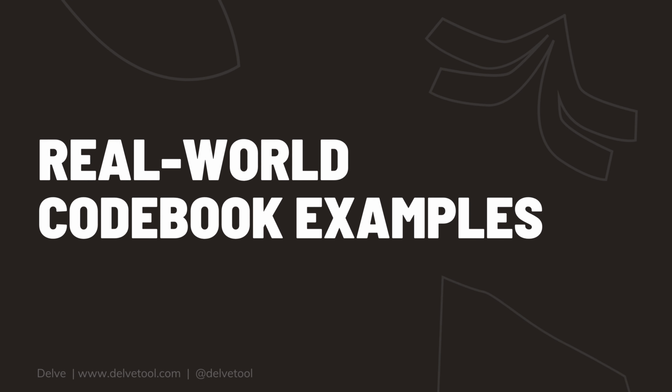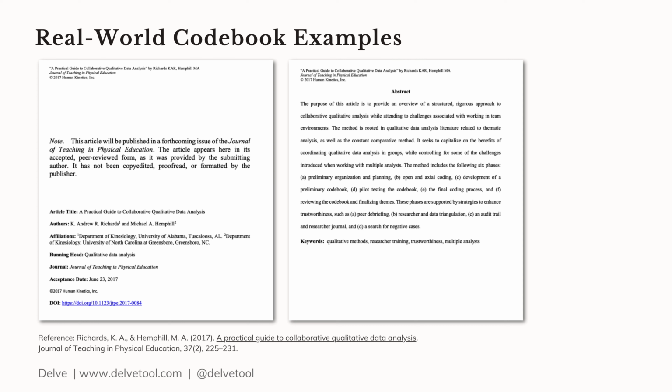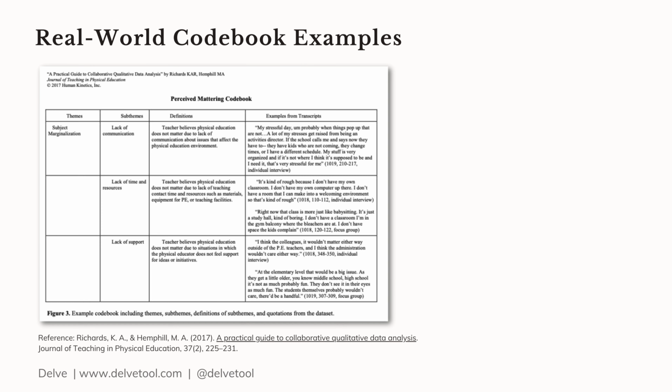Moving on from these hypothetical examples, let's dive into a few real-world codebook examples from highly cited articles. In the first example, Richards and Hemphill looked at different ways to promote trustworthiness when working as part of a research team. They explored this topic by using a case study about how gym teachers handle the social and political aspects of their work. The Perceived Mattering Codebook focuses on the marginalization of phys ed teachers in the workplace. It includes the theme, subject marginalization, and codes, referred to as subthemes, lack of communication, lack of resources, and lack of support. Each code has a definition and an example for reference.